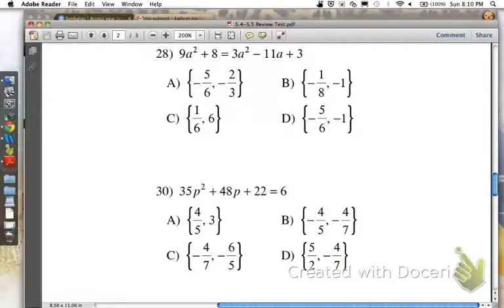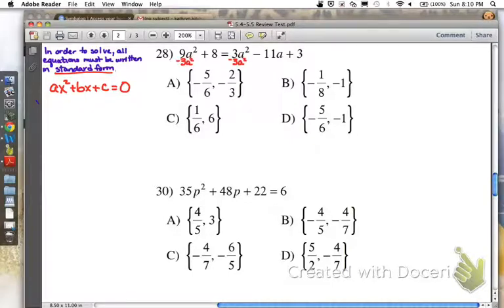Got two more. These are going to get more difficult. As we look at number 28, in order to solve, all equations must be written in standard form. And standard form is ax squared plus bx plus c is equal to 0. So this is obviously not yet ready to be solved, so we have to prepare it. What we're going to do is take all the terms that are on the right and put them on the left. And we're going to get a new equivalent equation.